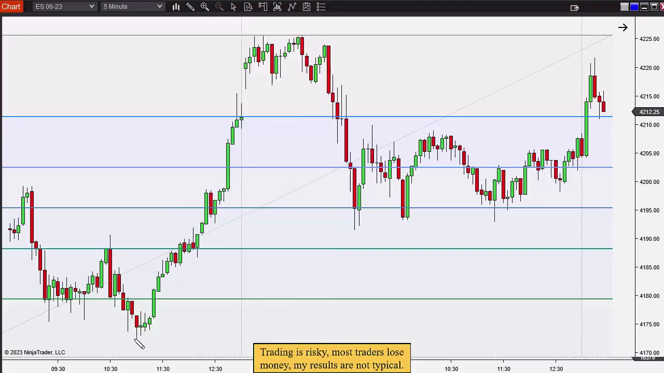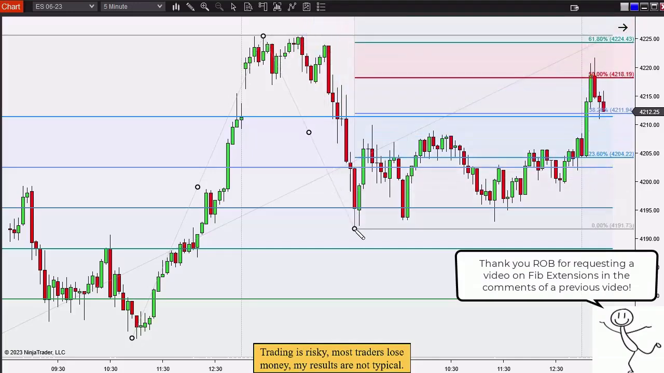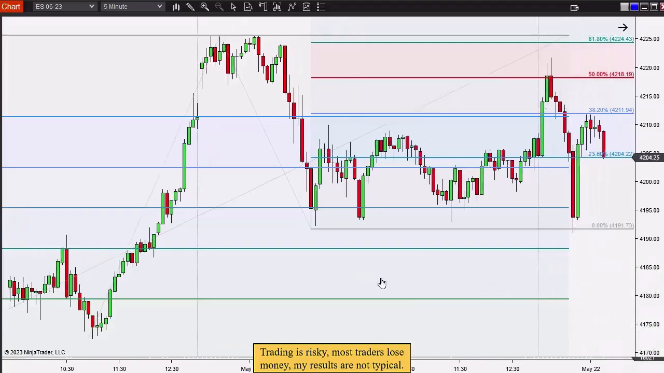So from this low to that high is a very clear impulse move. This is a 3-point drawing tool. Notice I click down there, then I click up here, and then as I drag it down, see how the tool is coming down? I have to click it again, and now it locks it in. So the retracement tool is a 2-point tool. The extension tool is a 3-point tool. You have to click it 3 times.